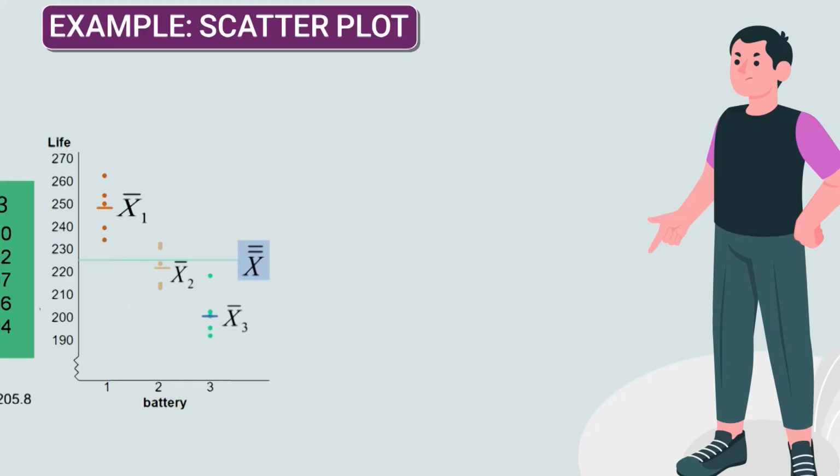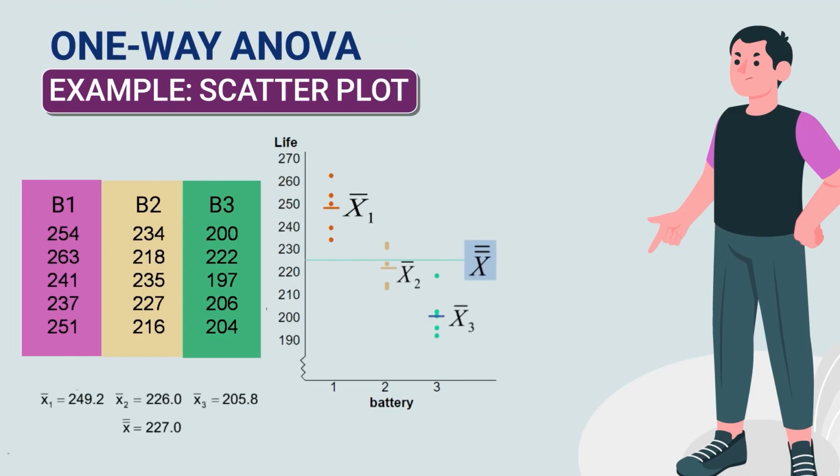First thing is we calculate the mean value for each group. That means for brand 1, what is the average life? For brand 1, the average life is 249.2. Similarly, find out the average for brand 2, which is 226. Similarly, we find out the average life for brand 3, which is 205.8. Then we also find out the overall average. That means average of all the 15 values or average of these 3 values, which is equal to 227. So the overall average of all the 3 groups is 227.